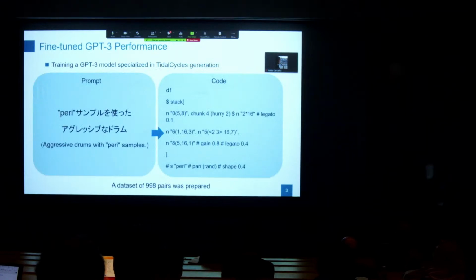First, we will fine-tune a GPT-3 specialized in code generation for live coding. For the dataset used to fine-tune GPT-3, we prepared a total of 998 pairs of source code and corresponding Japanese text that explains it.